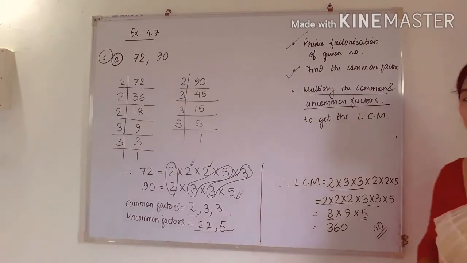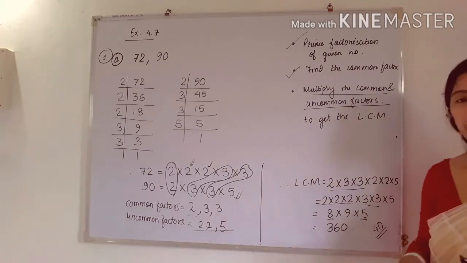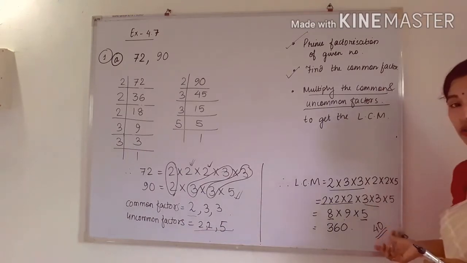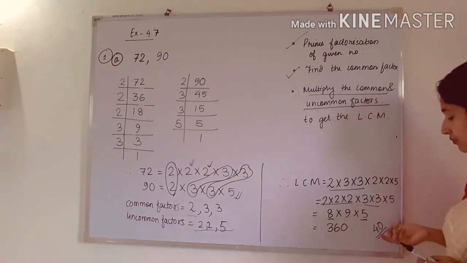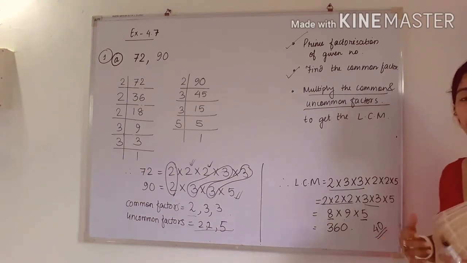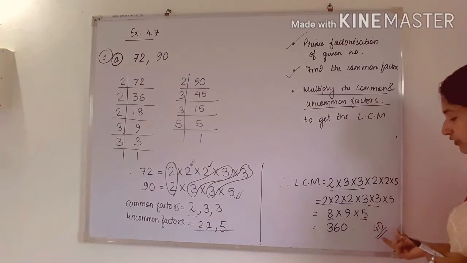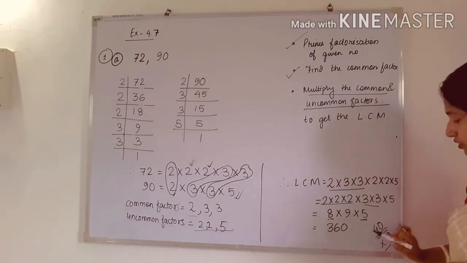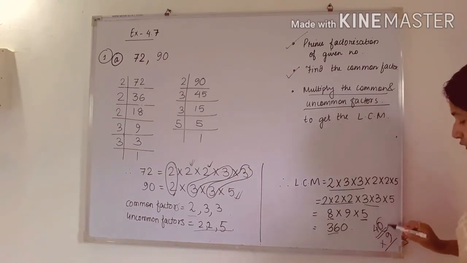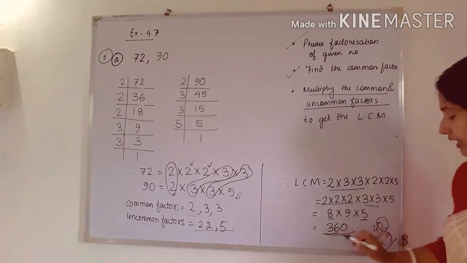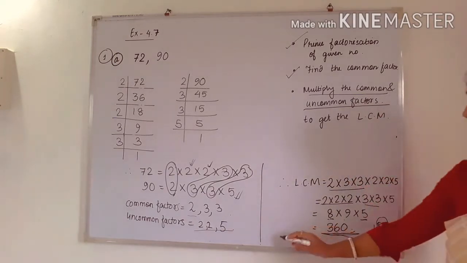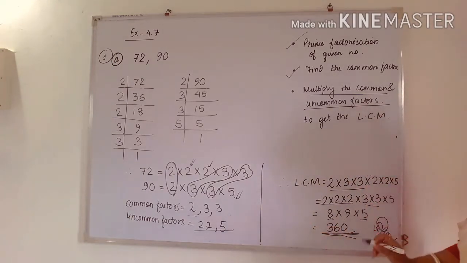Already I told you, if there is any multiple of 10, you can multiply easily, you can add easily. To the multiple of 10, you can add, multiply or divide; you can easily do any operation with a multiple of 10. So 8 fives are 40. 40 into 9, you can easily multiply. Already I told you 9 fours will be 36 and behind you have to put 0. So this is the LCM of 72 and 90. Finally you have to write: LCM of 72 and 90 is 360.